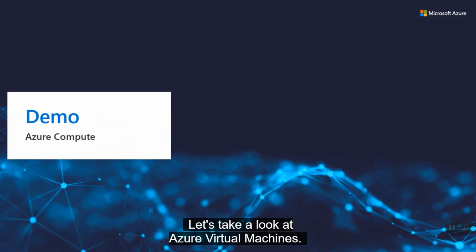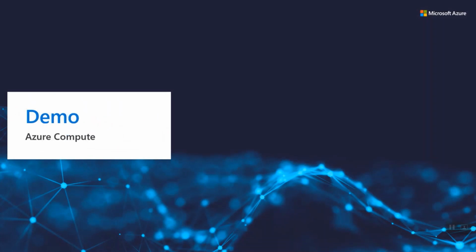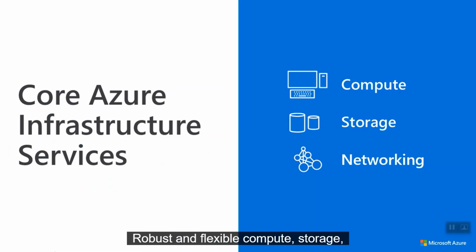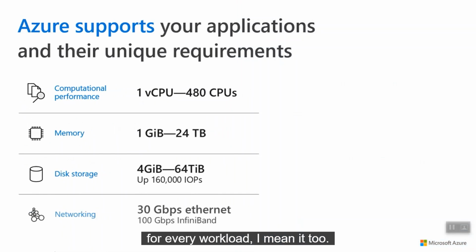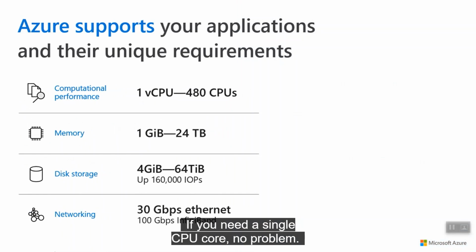Let's take a look at Azure virtual machines. Robust and flexible compute, storage, and networking services are at the core of Azure and are the core of the Azure infrastructure services that enable us to run our server-based workloads in Azure. Now, when I say there are sizes and services for every workload, I mean it too. If you need a single CPU core, no problem. If you need 480 CPU cores in a single virtual machine, Azure has that too.